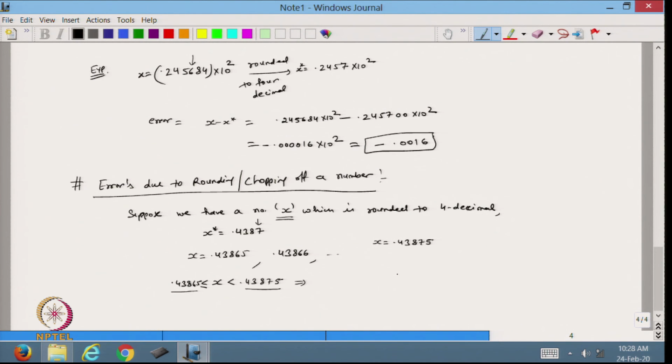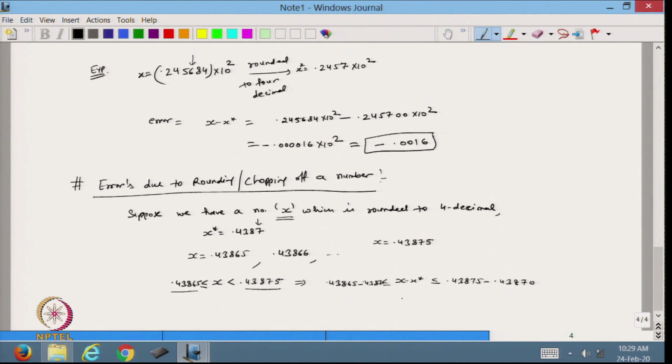Now, what I do is I want to see what is x minus x star. I want to find out the error, that is, how much is the error between x and x star. So, I will subtract x star from each of the numbers. So, it will be 0.43865 minus 0.4387, and this number is 0.43875 minus 0.4387.